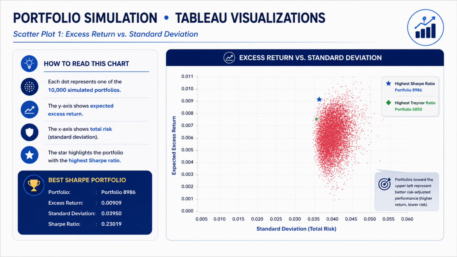This portfolio generated an expected excess return of approximately 0.91% per month while maintaining a relatively low standard deviation of about 3.95%. The reason it stands out is because it provided the best balance between return and volatility among all portfolios tested. For a diverse investor concerned with total portfolio risk, this would be one of the most attractive portfolios in the simulation.